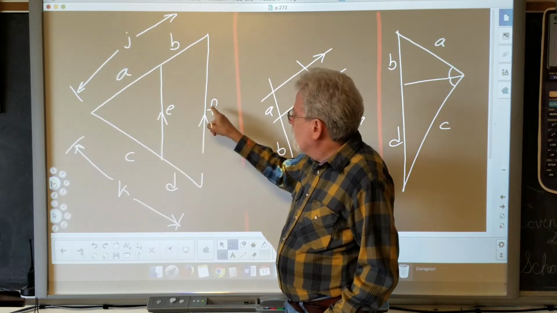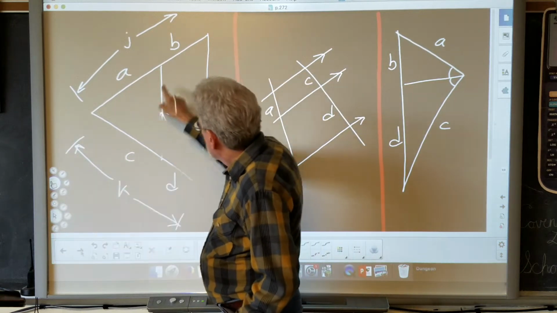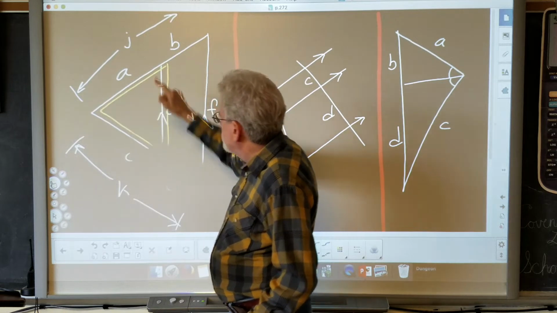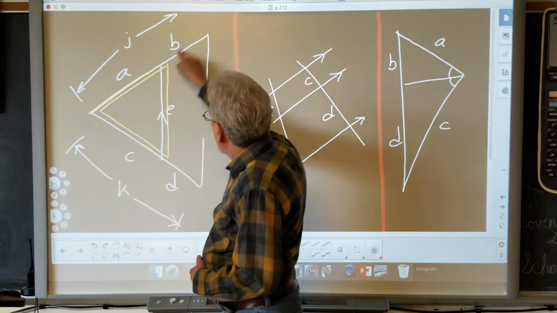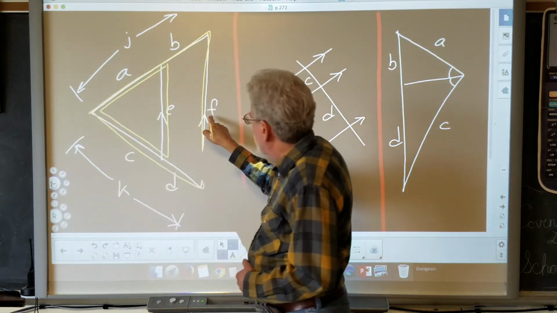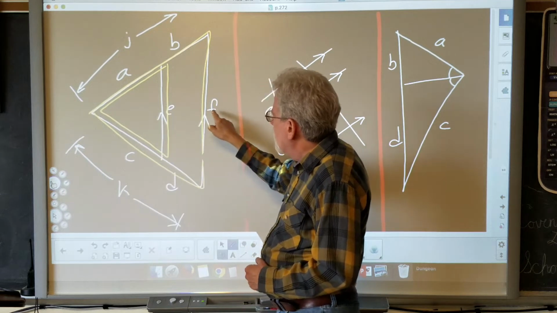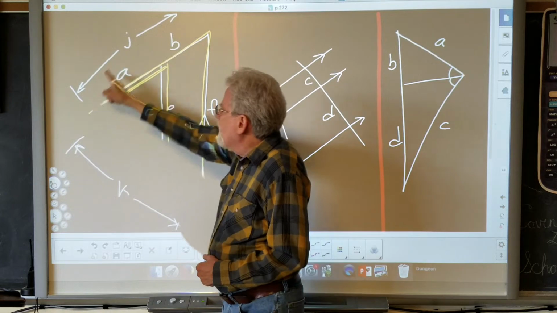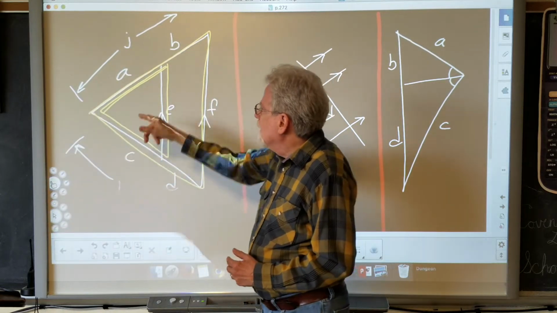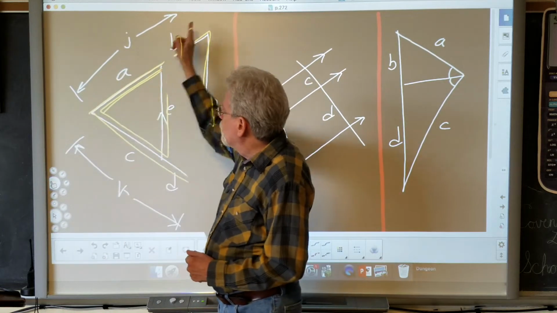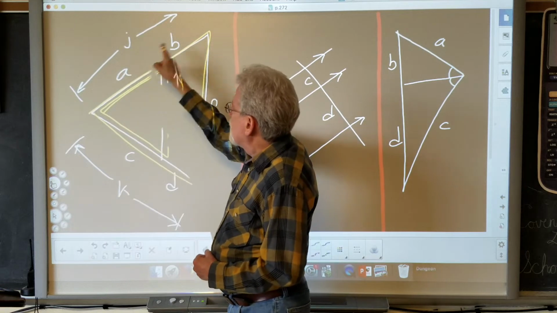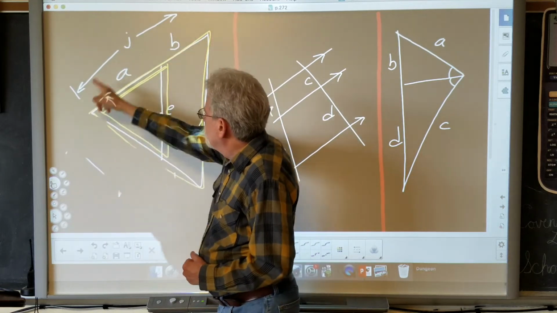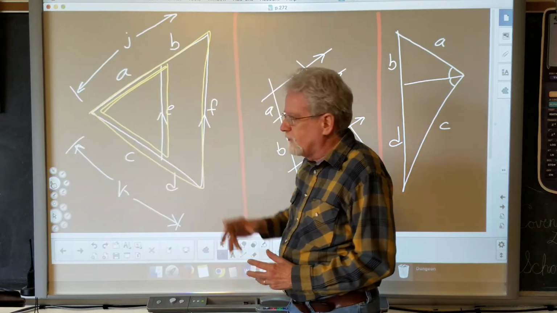E over F, think whole side of little triangle and whole side of big triangle. E over F equals A over J, not A over B, but A over J. A over A plus B. A over J equals E over F.